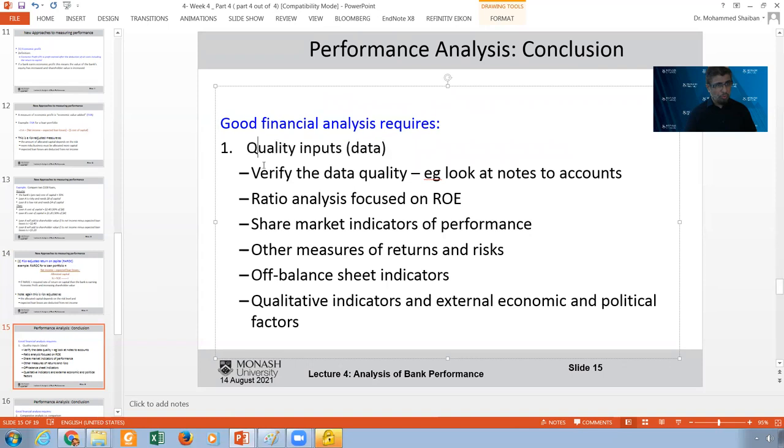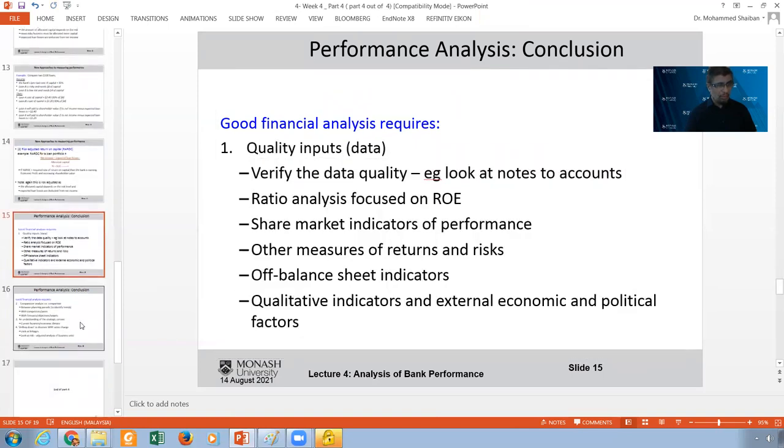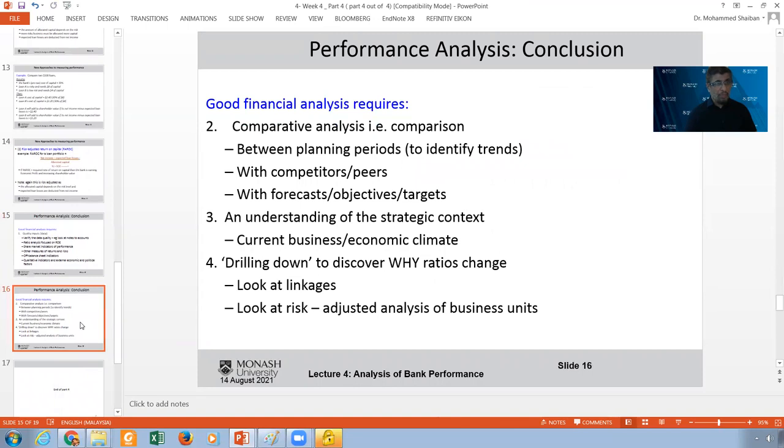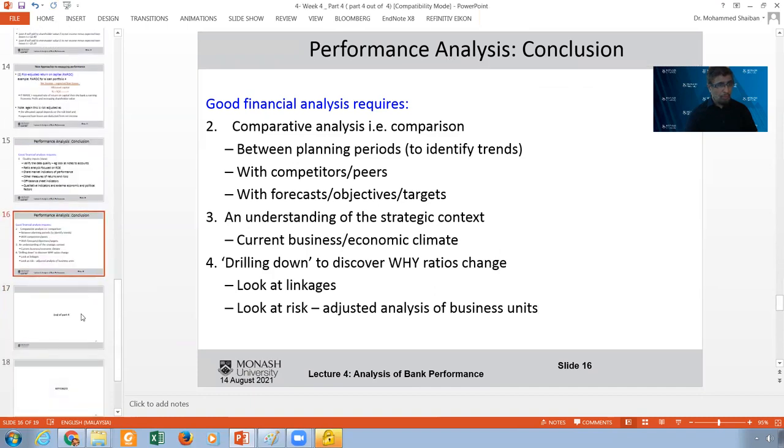You have to do all of those things to get actually good analysis. Now, good financial analysis has to take into consideration comparing with their peers, the trend, and drilling down to discover why ratios change and look for linkages. Okay. This is the whole thing.